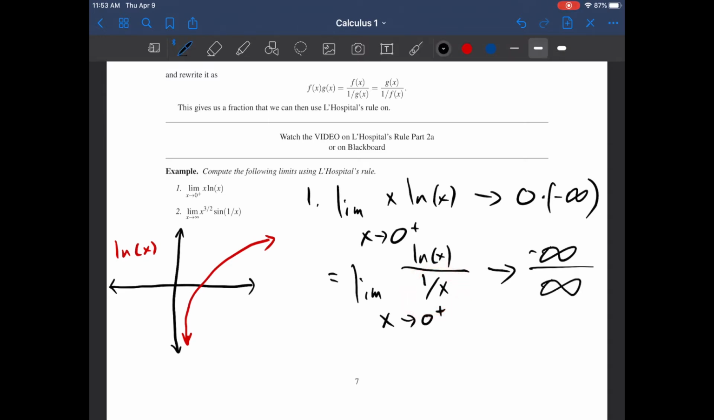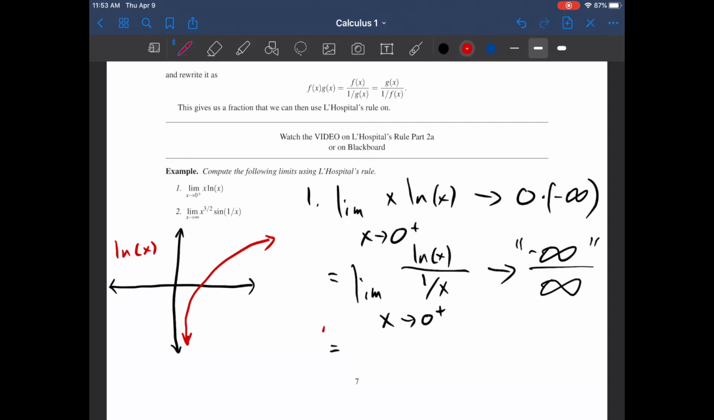So I get something like that. Now I have an indeterminate form that goes with L'Hopital's rule: infinity over infinity. That means that I can use L'Hopital's rule to try to take this derivative. So we're going to do that.